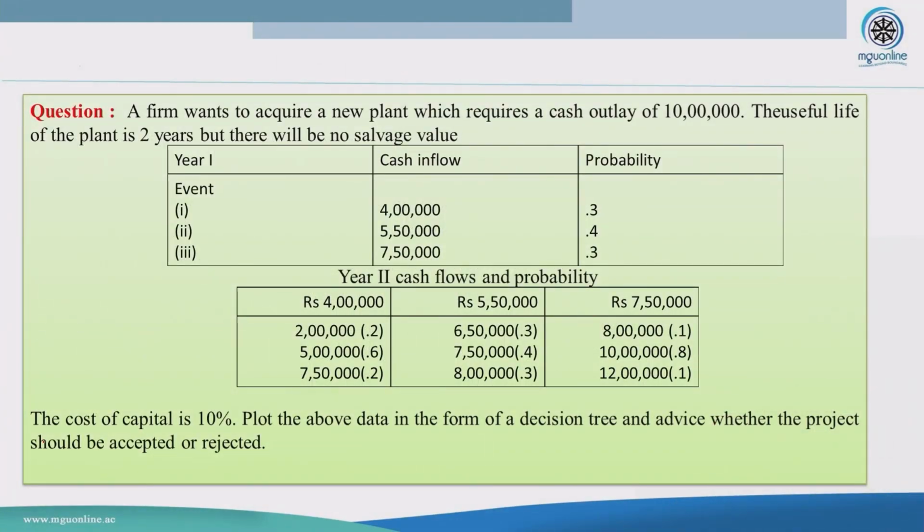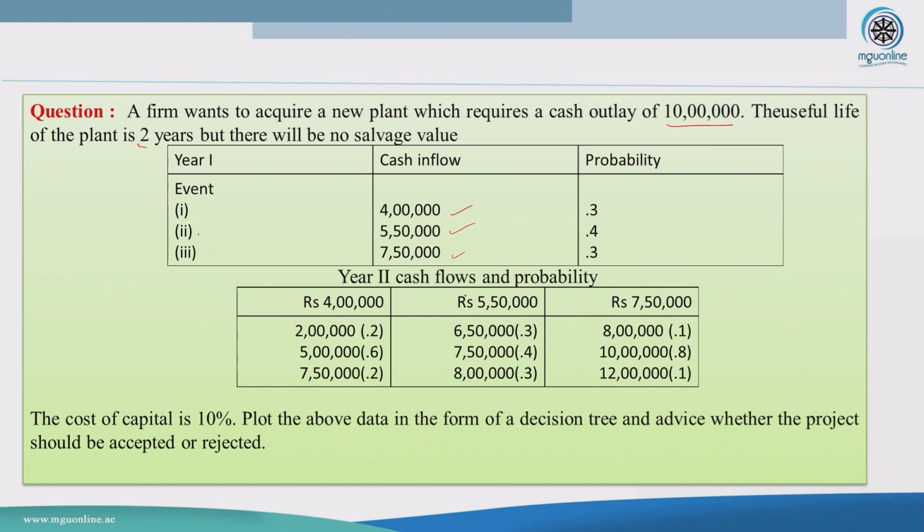We can discuss a problem relating to decision tree analysis. A firm wants to acquire a new plant which requires a cash outlay of rupees 10 lakh. The useful life of the plant is 2 years, but there will be no salvage value. In year 1, there are 3 events, event 1, event 2 and event 3, and the cash flows will be 4 lakh, 5 lakh 50,000 and 7 lakh 50,000, with probabilities of 0.3, 0.4 and 0.3.